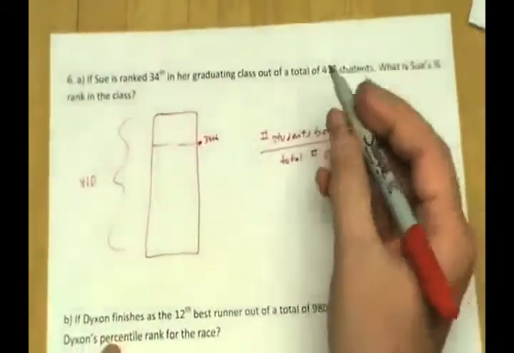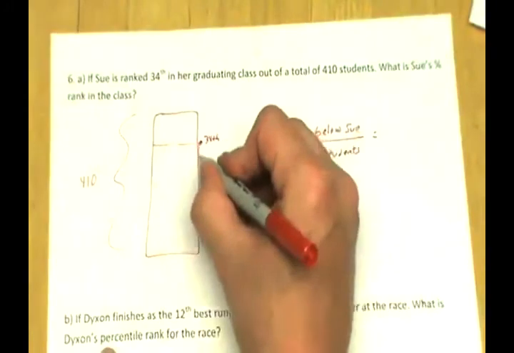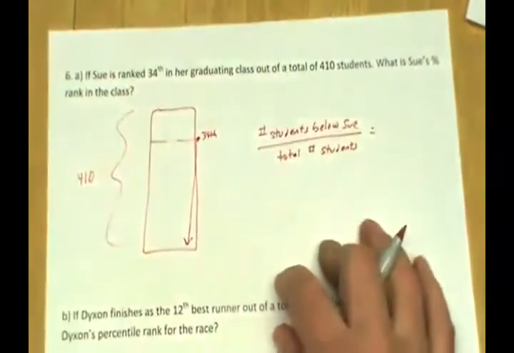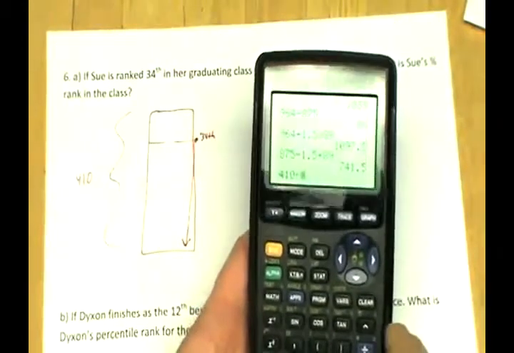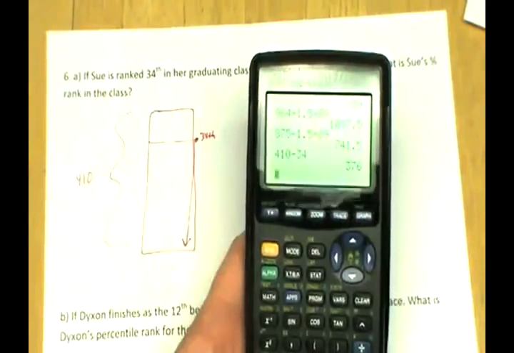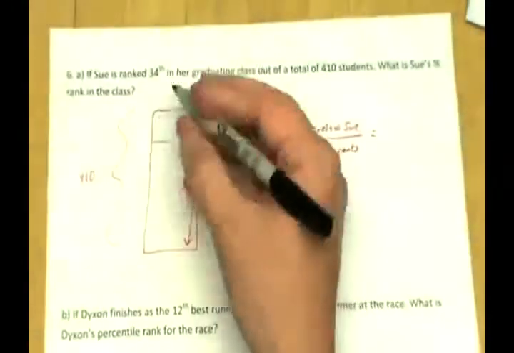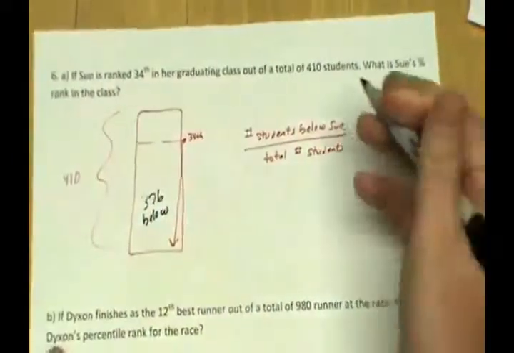So the number of students below Sue. Don't say 33, that's the number above Sue. The number below Sue would be after 410. So in our calculators, we simply say there's 410 total students. If you take away the 34 that are at Sue or above, you're looking at 376. So 376 are below. Now we can find the percentile rank.